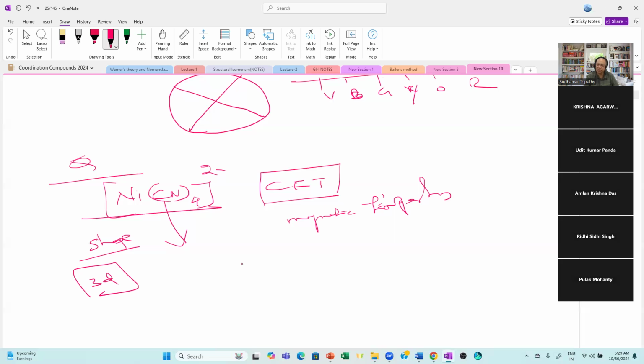Yes, Udit is correct. [CuCl4]2-: copper in the +2 state, d9 configuration. Since it is 3d and chloride is a very weak field ligand, everybody will suspect it to be tetrahedral, but actually it is square planar, because we shall study that in another couple of days.